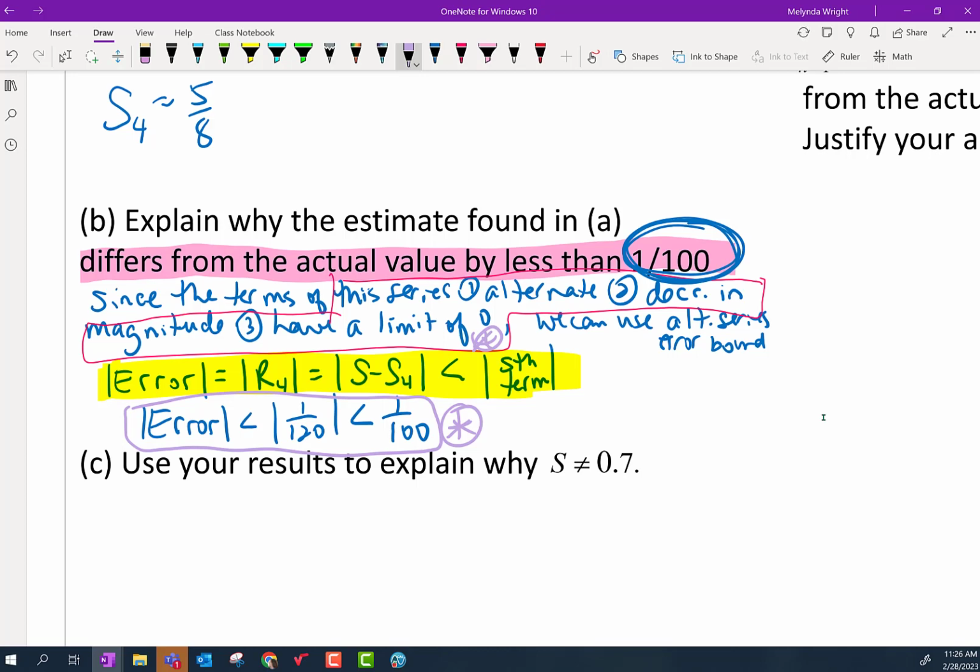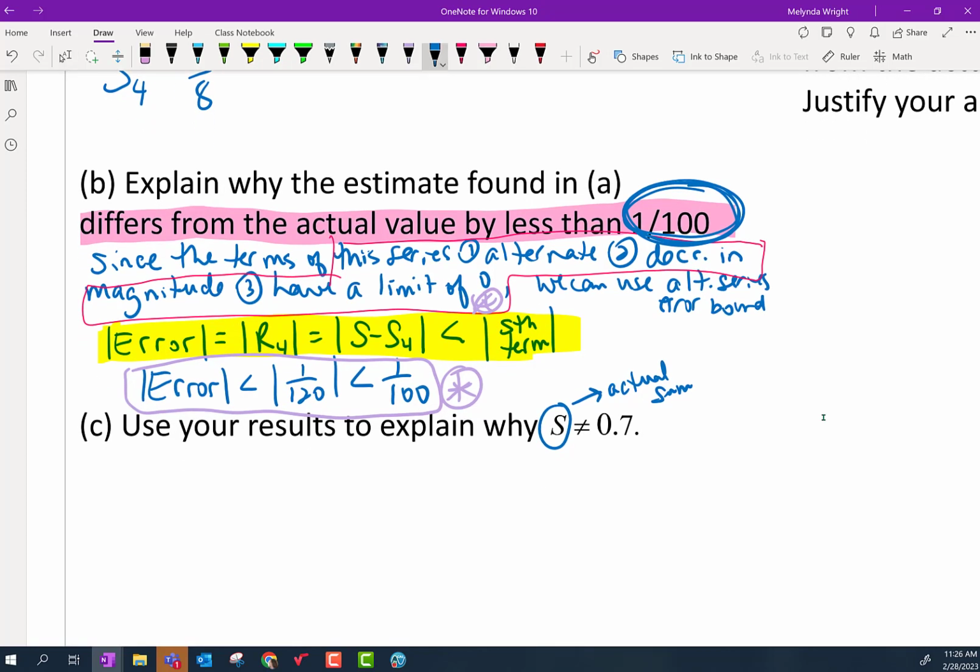Okay, are we okay so far? All right, so the last part says use your result to explain why the sum, now S, this S means the actual sum, right? That's the actual sum. Why can the actual sum not be 0.7? Okay, well, it can't be 0.7, that's what they're saying.